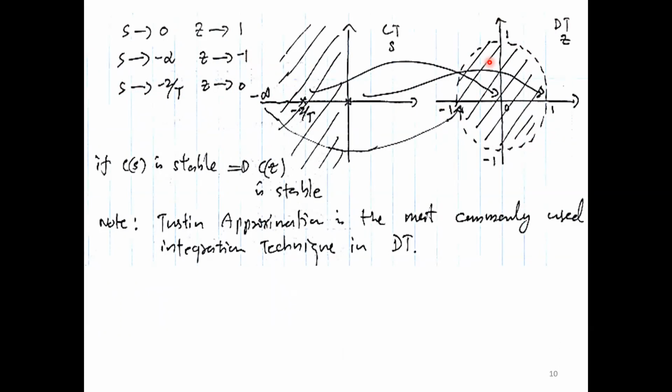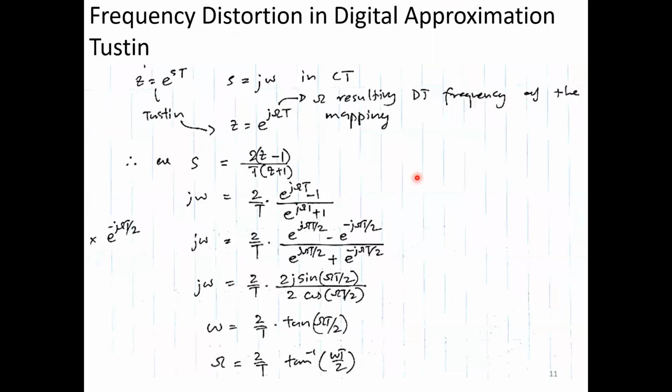Now, because of this reason, this is the most commonly used discrete integration technique in digital controls, right? So it doesn't have the problems that the forward and backward difference methods suffer, right?